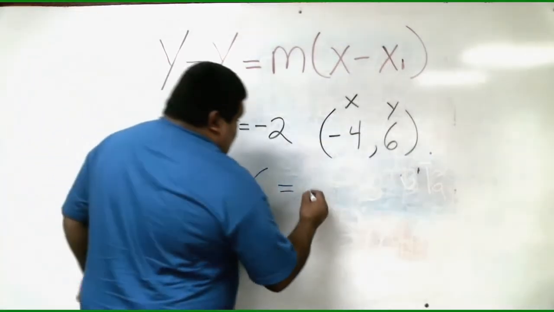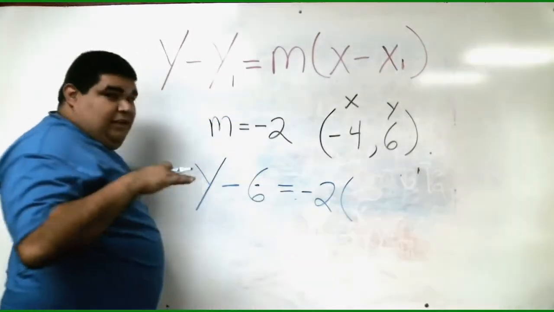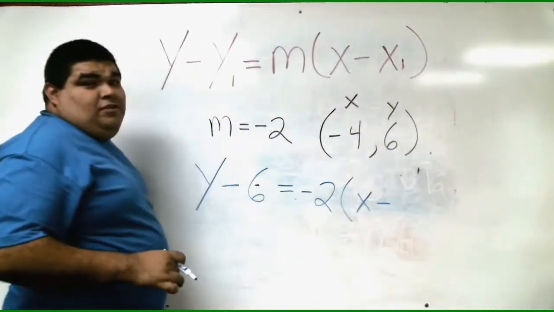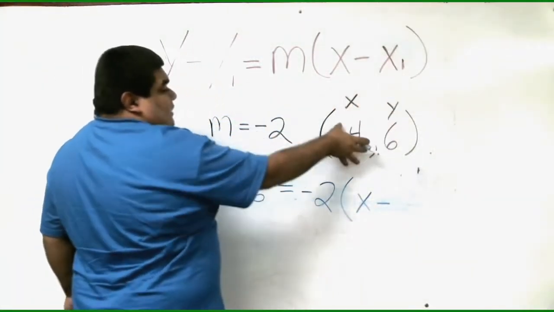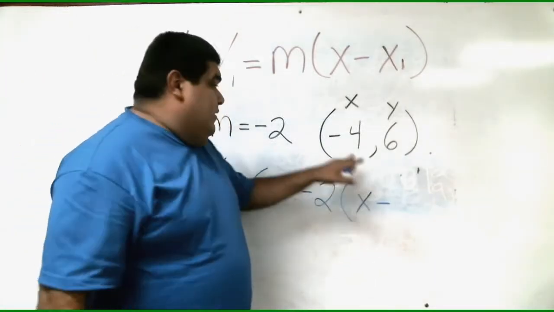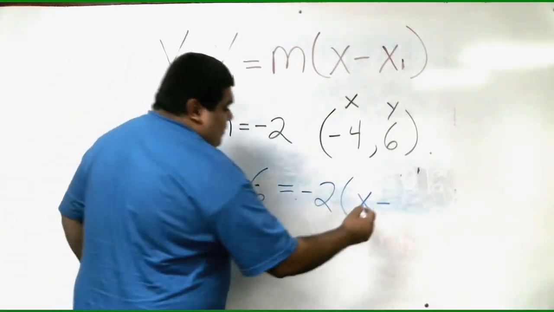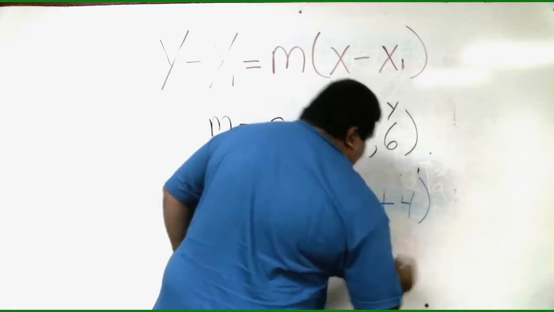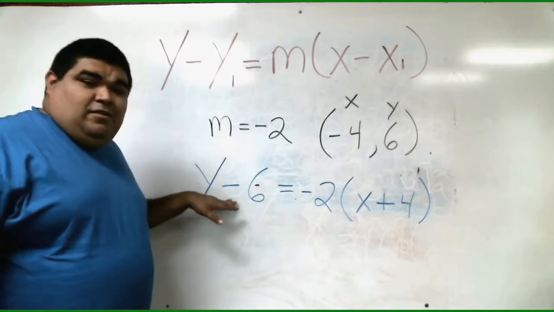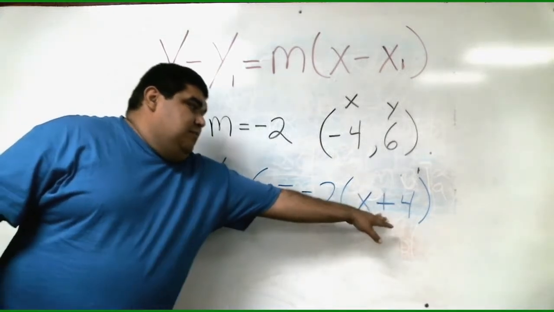Good. So -2 parentheses. Again, we leave the x. It's just an x. Minus, because of the minus of the equation, x1, which in this case is -4. Notice that you have a negative from the equation and then the negative from the number. Negative times negative is positive. So plus 4. Okay? Now that we have that, we have y minus 6 equals -2 parentheses x plus 4 and close the parentheses.